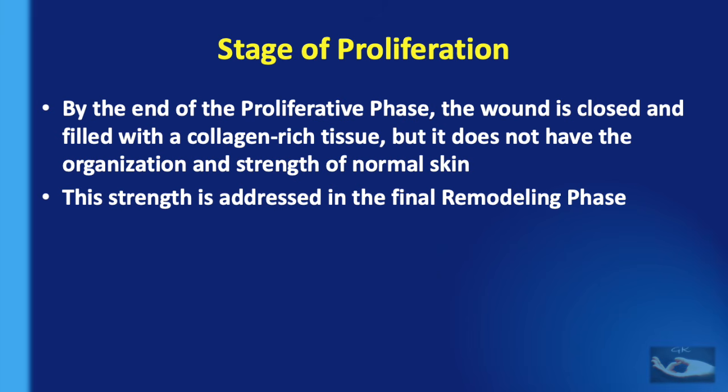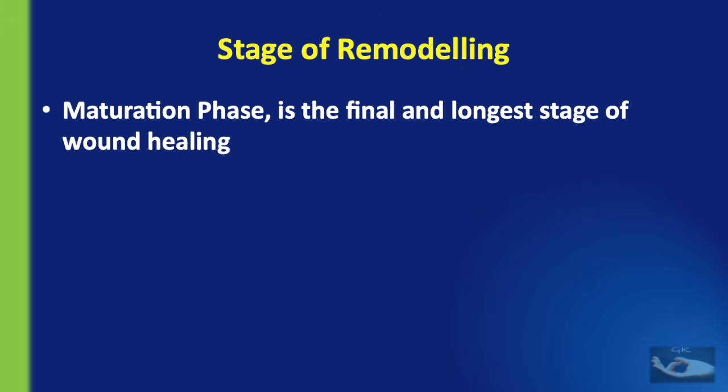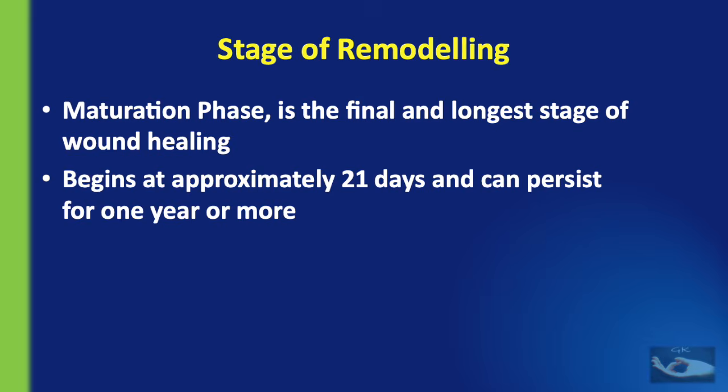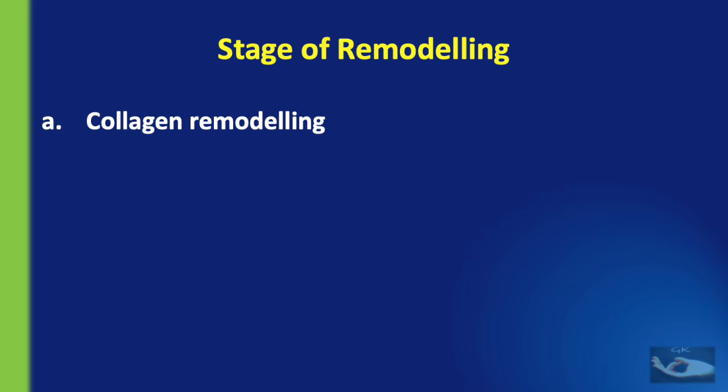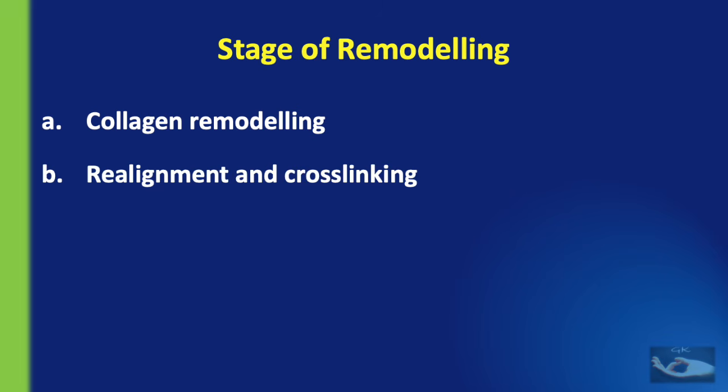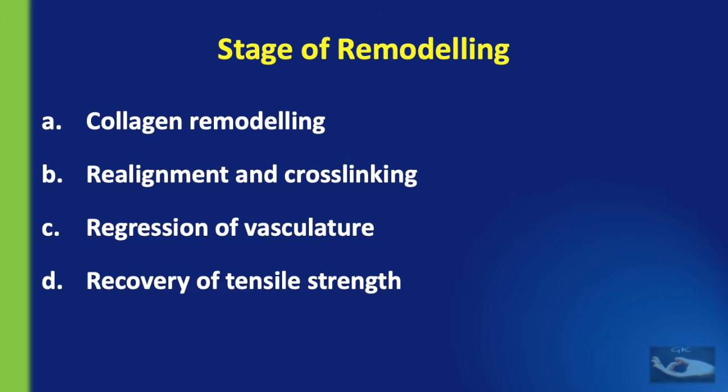This strength is addressed in the final remodeling phase, or the maturation phase as it is sometimes known, which is the final and longest stage of wound healing. It begins at approximately 3 weeks and can persist for even a year or more. The aim of this stage is to achieve maximum tensile strength and functional integrity of the new tissue. The main player here is collagen. So in this stage, there will be collagen remodeling, realignment and cross-linking, regression of vasculature, and recovery of tensile strength.